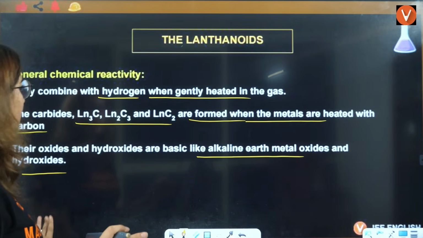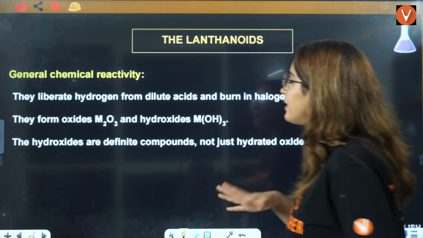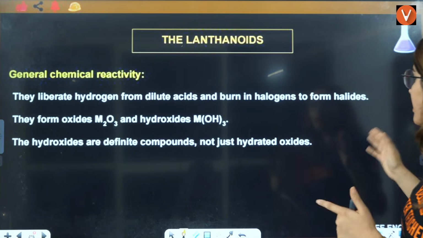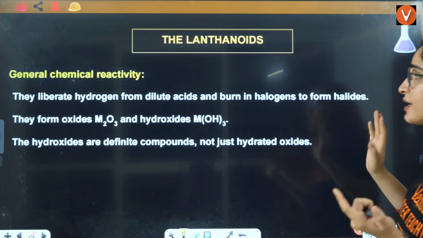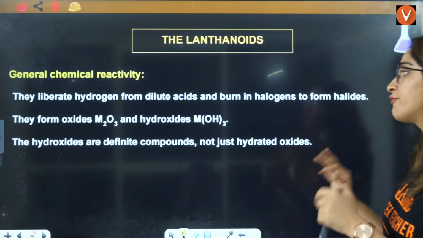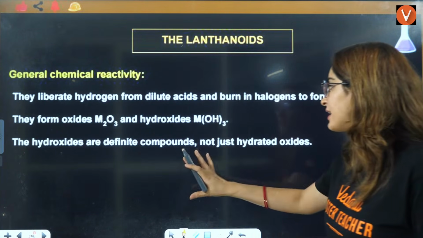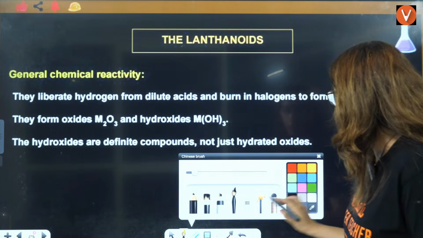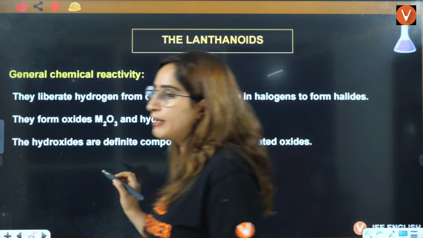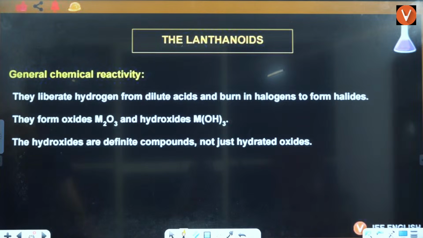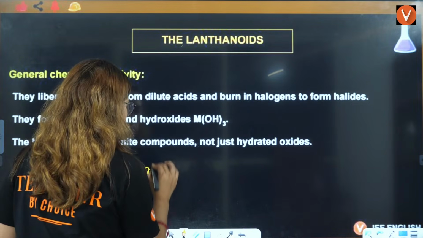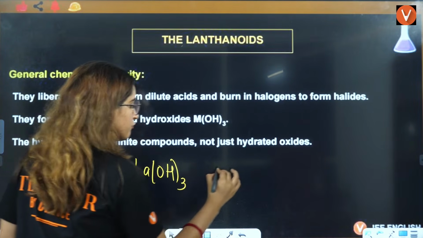Let's see here. They liberate hydrogen with dilute acid and burn. With halogens they form halides. They form oxides also. They form hydroxides also, right? The hydroxides are definite compounds, not just hydrated oxides. Now tell me one thing. One question that they ask here is on basicity. Which is more basic?